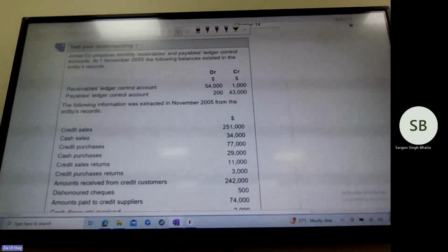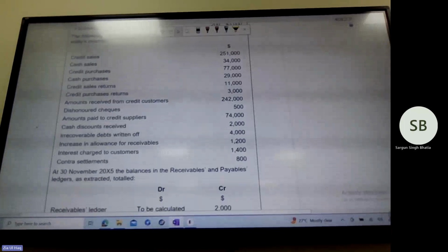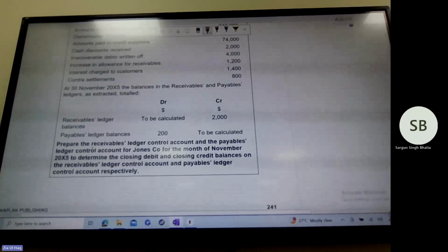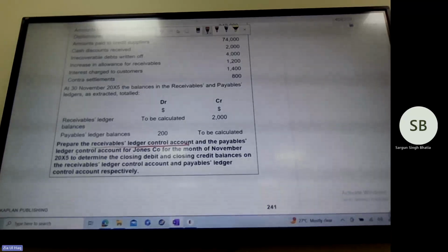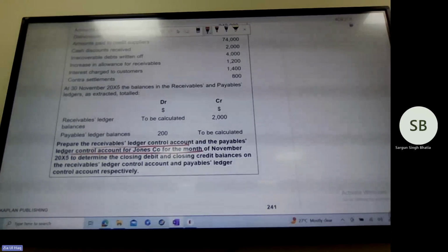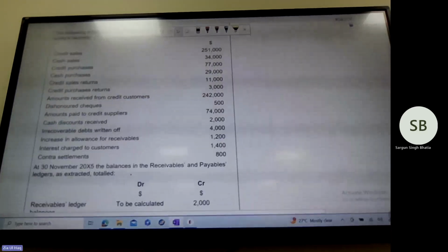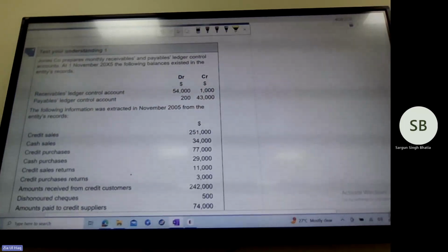So test your understanding one. We have a small question. What is required? Prepare the receivable ledger control account and payable ledger control account for Jones and Company for the month of November 20x5 to determine the closing balances on the receivable ledger control account and payable ledger control account. In simple words, we need to prepare the receivable ledger control account and payable ledger control account, and we need to identify their balances. So we are going to open the receivable ledger control account first.